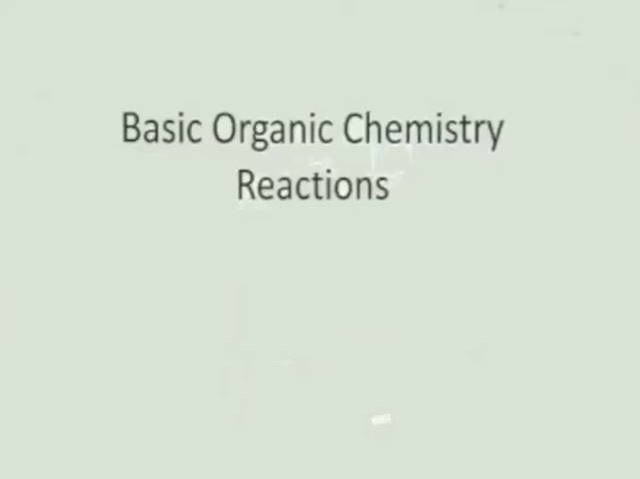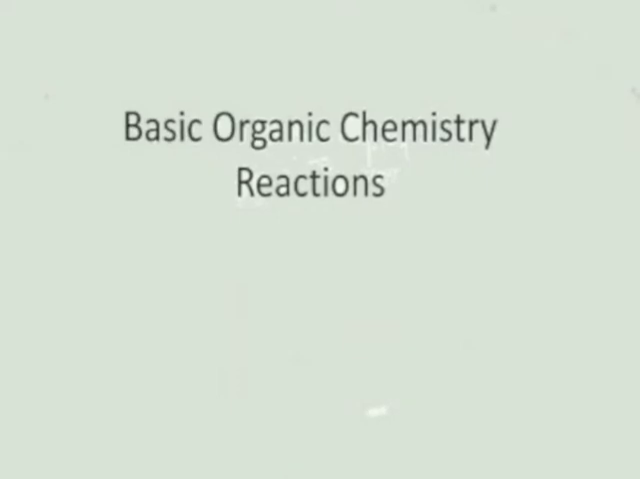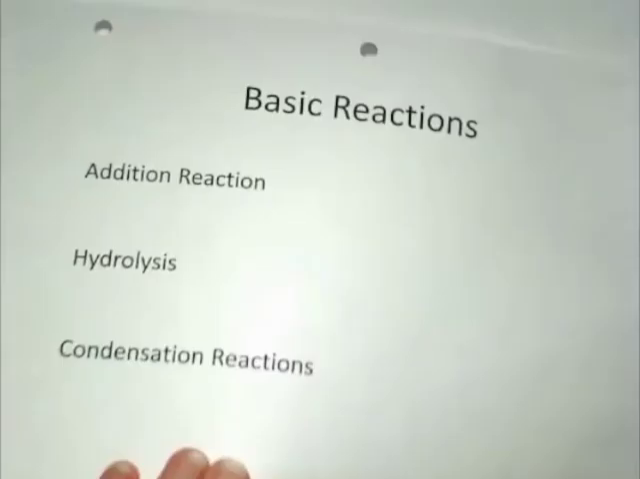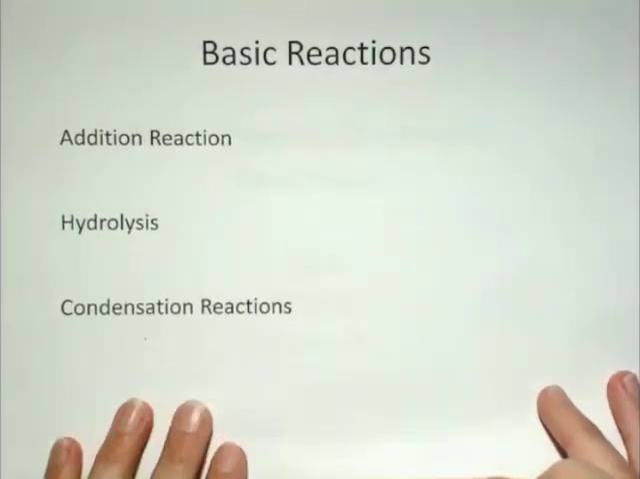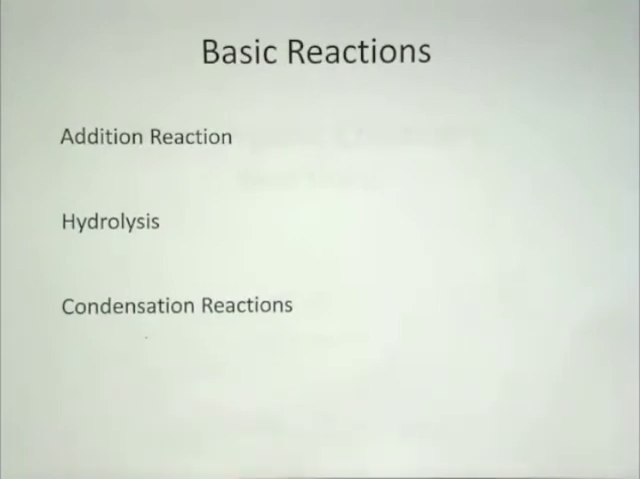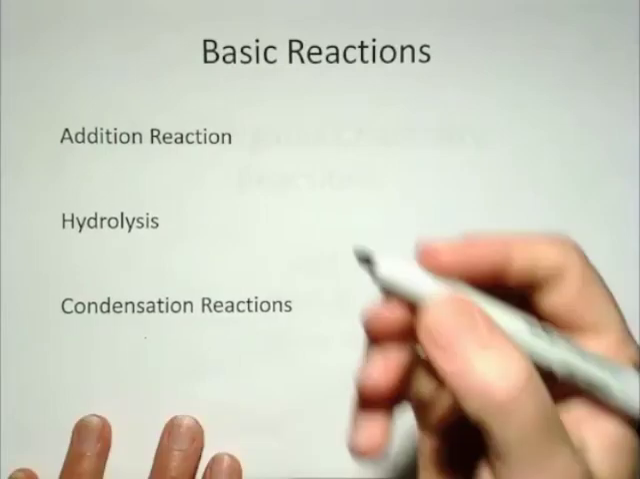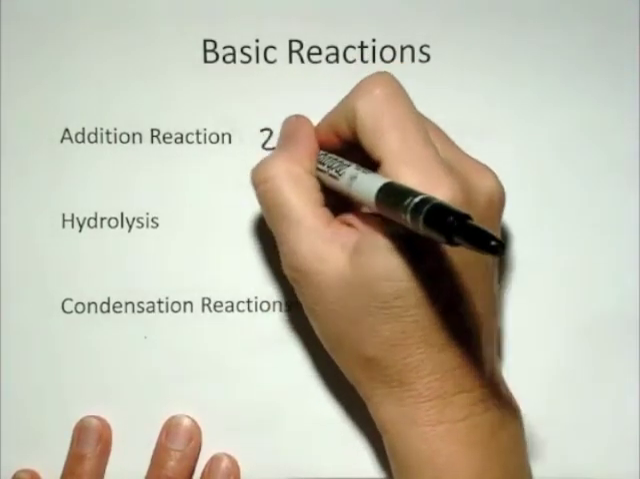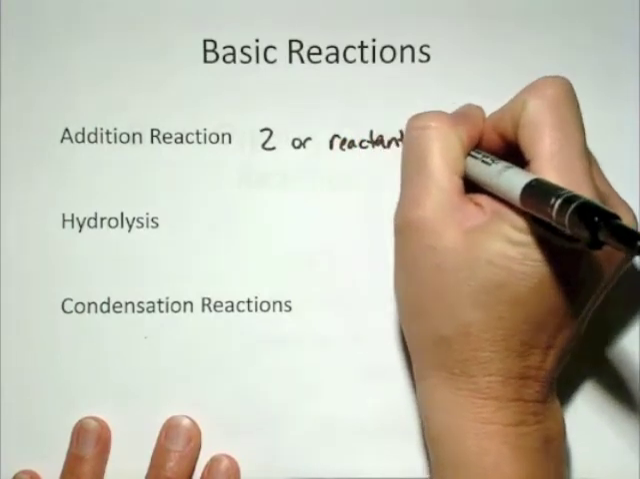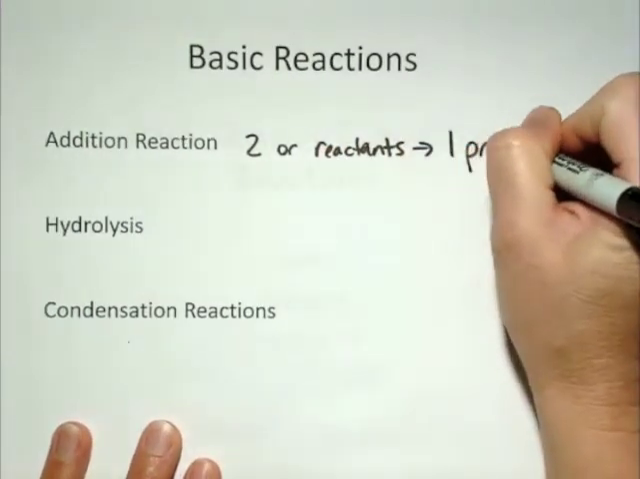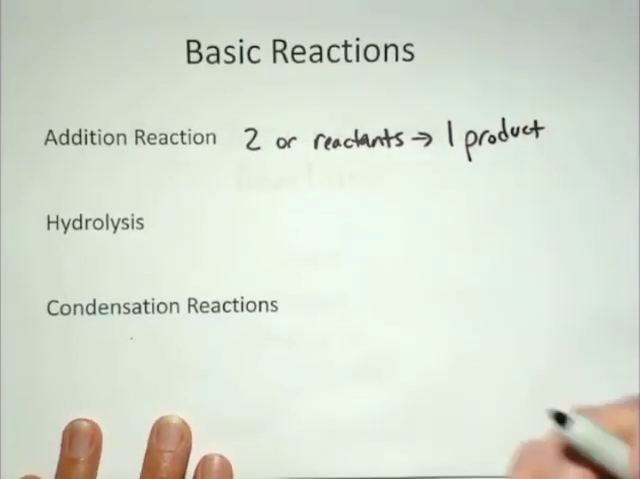Now we're going to look at some very simple yet useful organic chemical reactions. So it's chemical reactions that we classify. Now, basic reaction types in organic chemistry are the addition reaction, the hydrolysis reaction, and the condensation reaction. The addition reaction is when you add two or more reactants to get one product. So you're adding reactants together.